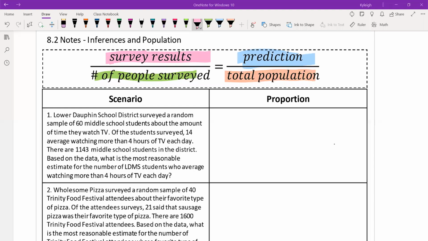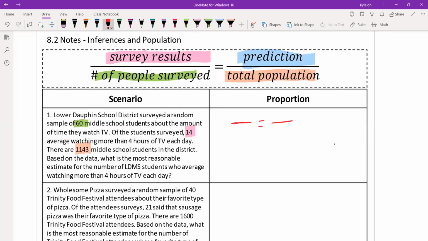All right, so reading it, we surveyed a sample of 60 middle school students about the amount of time they watch TV. Of those surveyed, 14 watch more than 4 hours of TV each day. If there are 1,143 students in the district, based on the data, what is the most reasonable estimate for the number of students who watch more than that amount of TV a day?